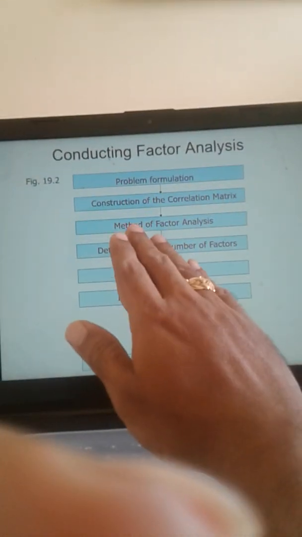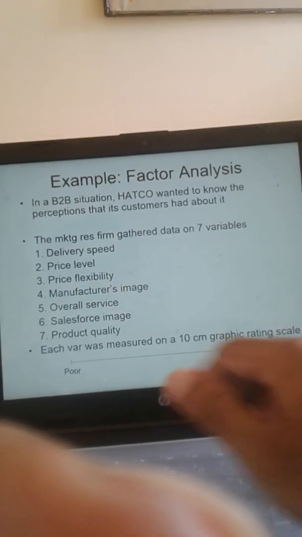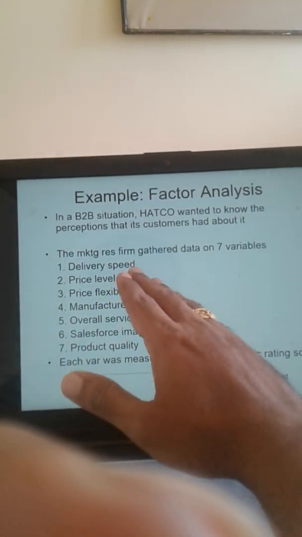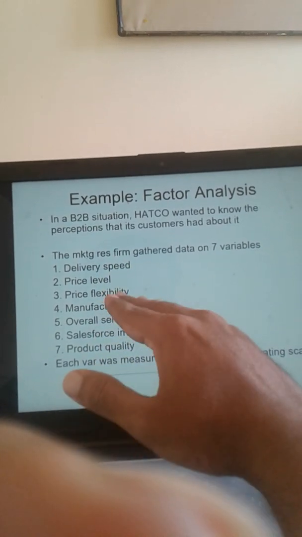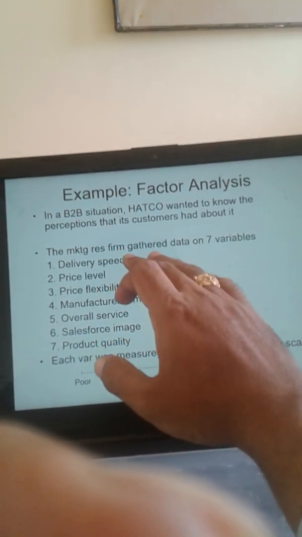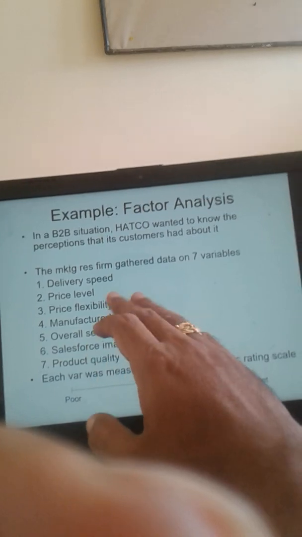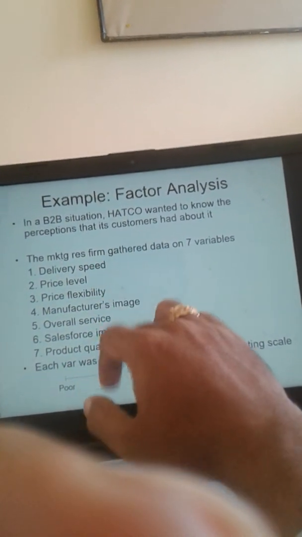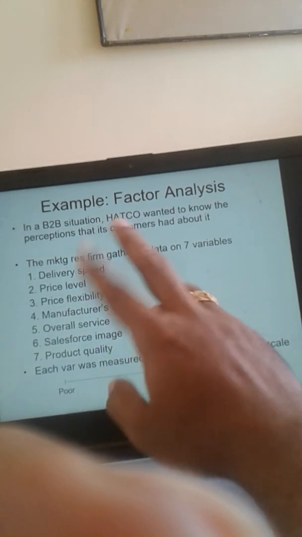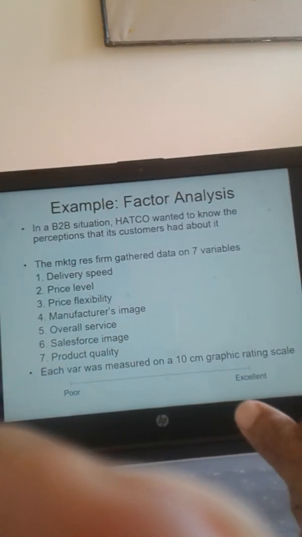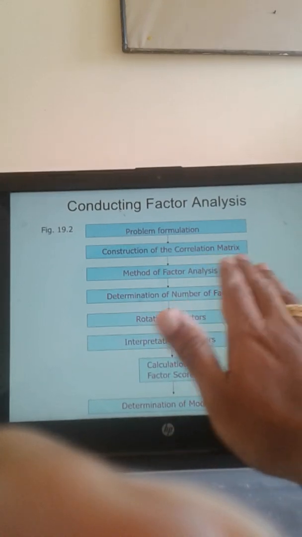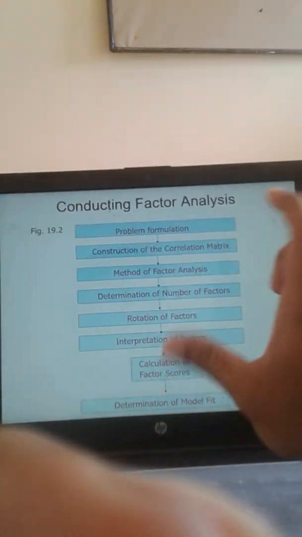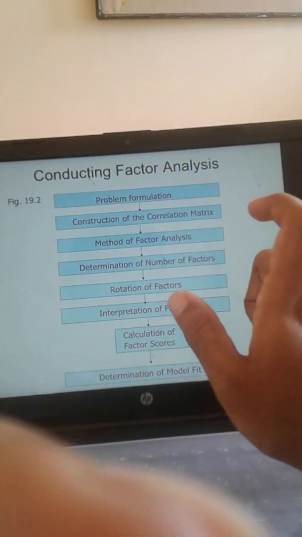Now, what is being done here is, first the problem formulation is done. Next they find the correlation matrix. All the correlations between the first variable and the remaining 6 are identified. Similarly, between the second variable and the remaining 6 variables, the correlation is identified. A correlation matrix is developed, and next they go to factor analysis.